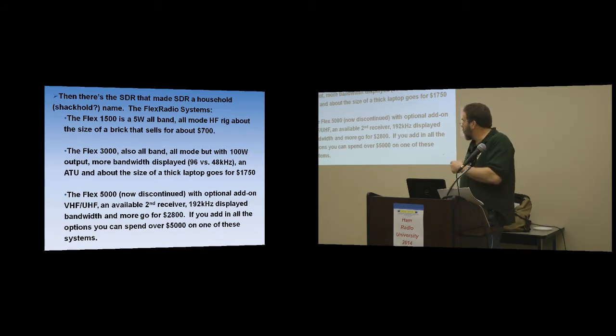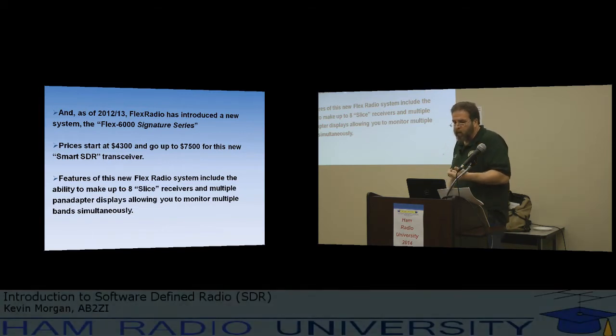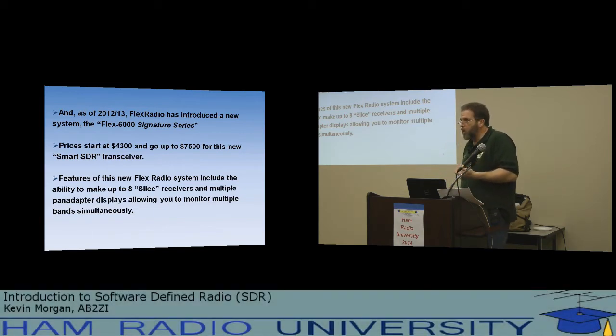They were very high-end at the time. You were able to get a second receiver with them, do diversity stuff. You were able to get a VHF, UHF board, and again, an internal antenna tuner if you wanted it. When Flex introduced the 6000 series, they had done a pre-order for them. They run from $4,300 to $7,500.